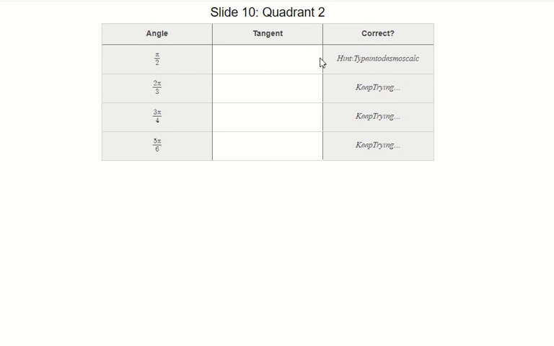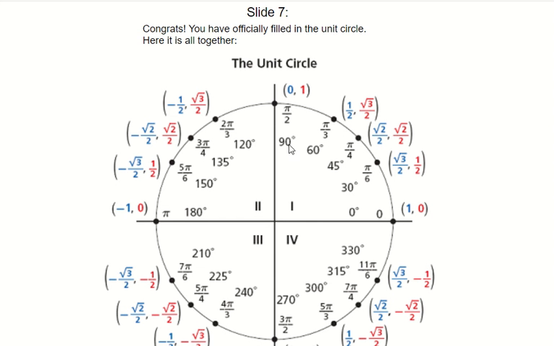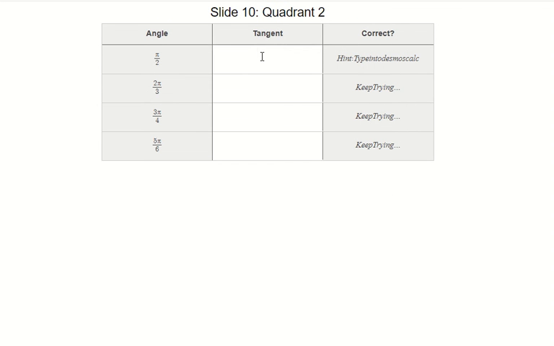So for quadrant 2, pi over 2, this is an important one, because when you look at it on here, y over x is going to be 1 divided by 0. You can't divide anything by 0. The hint was to type it into the Desmos calculator, because if you divide 1 by 0, you get undefined.